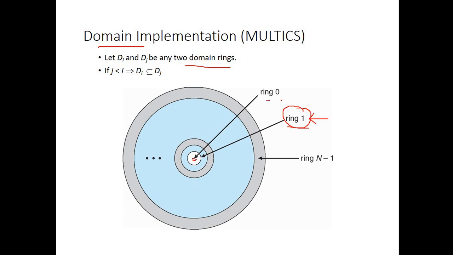So that means ring 0 is a subset of ring 1. Ring 1 is a subset of ring 2. Ring n-1 is a subset of ring n. Like that, the outer ring includes the inner ring's access rights by default. So in that way, if any process belongs to any specific ring, it can obtain all the access rights defined in that ring plus the rights defined in its inner ring also.